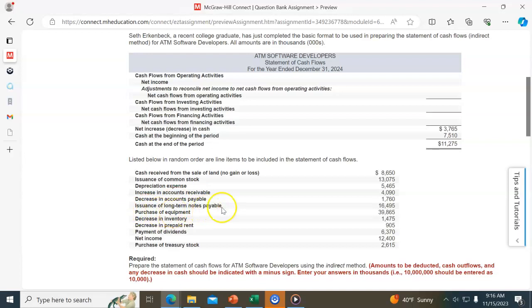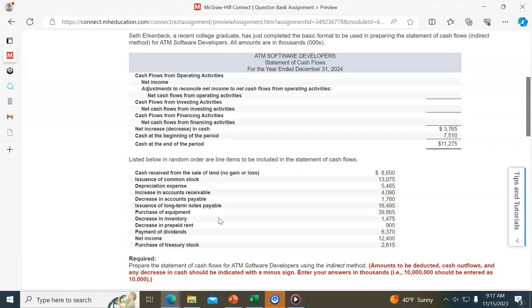Issuance of a long-term note payable. Financing, and it's a cash inflow, right? Purchase of equipment. Investing is an outflow. Decrease in inventory. Think about it. A decrease in inventory. Inventory is a current asset. When a current asset decreases, what do you do? You add it. Operating. Decrease in prepaid rent. You add it.